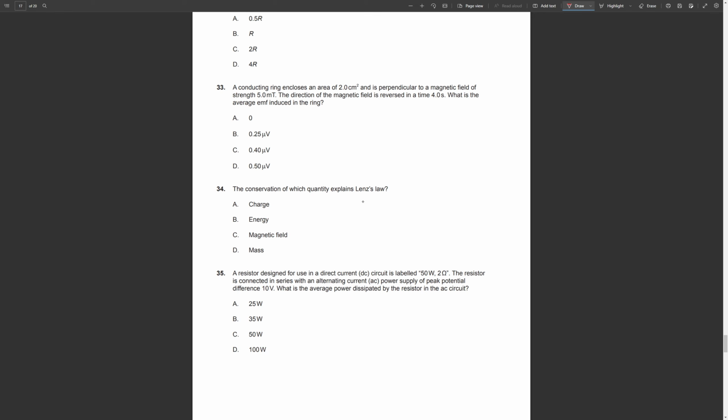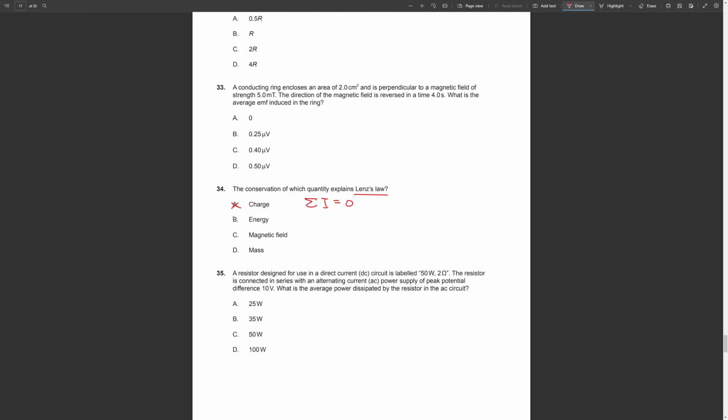Question 34, the conservation law and Lenz's law. It is not the conservation of charge. Where do we see the conservation of charge? When the charges are redistributed at a junction, which is Kirchhoff's law. You can find it in your formula sheet 5.2.